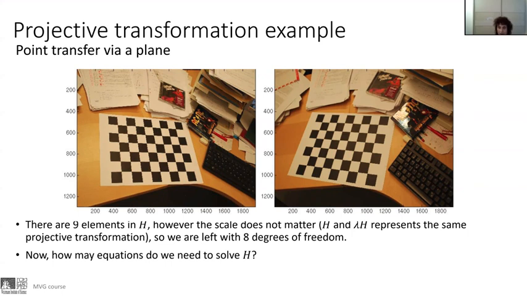Anybody? 8. Sorry? 8, right, exactly. Because the homography is determined up to scale, and we have 8 degrees of freedom. Okay, let's calculate how many equations we have.